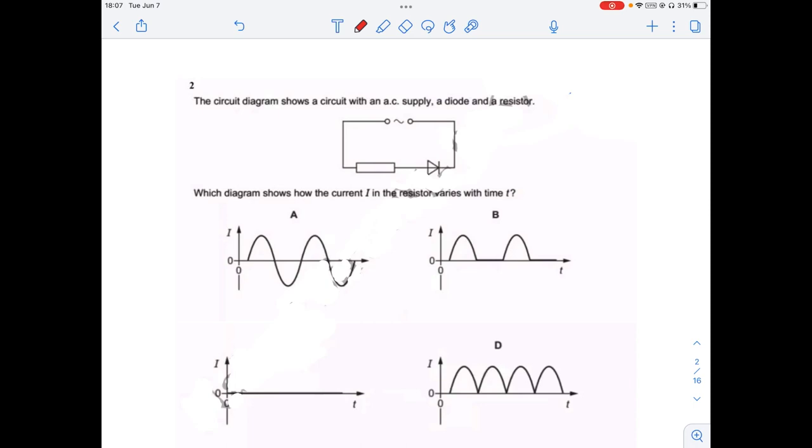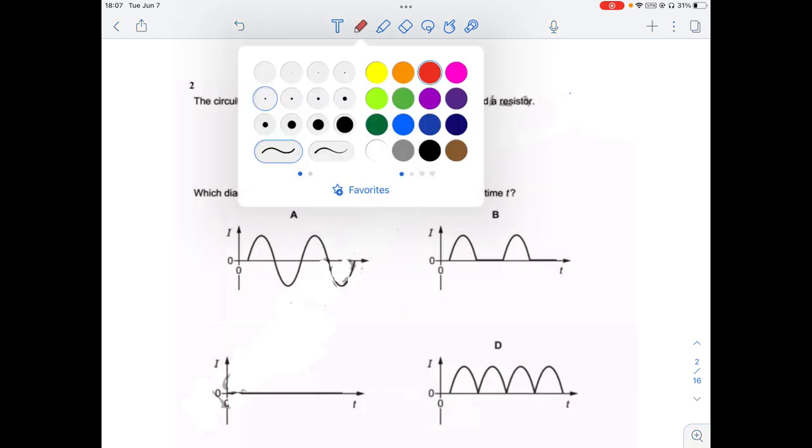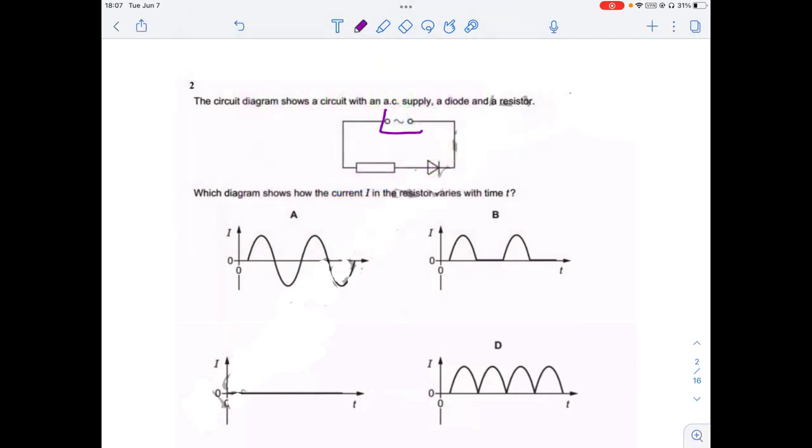Coming to the second question: the circuit diagram shows a circuit of an AC supply. It is going to be an AC supply, meaning it is going up and down, positive and negative. Now, a diode and a resistor. Which diagram shows how the current I in the resistor varies with the time t? Now, a diode will allow the current to flow in only one direction, whereas if it is trying to flow in the other direction, it will block it. That is the purpose of a diode. Only one direction is allowed.